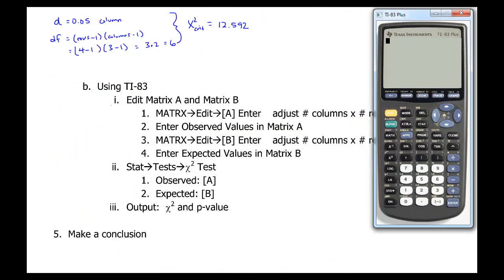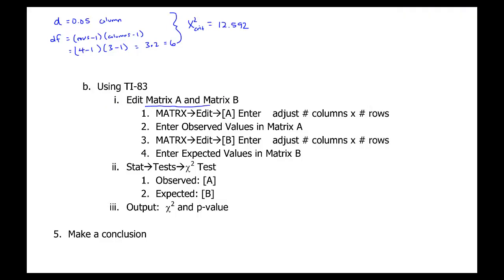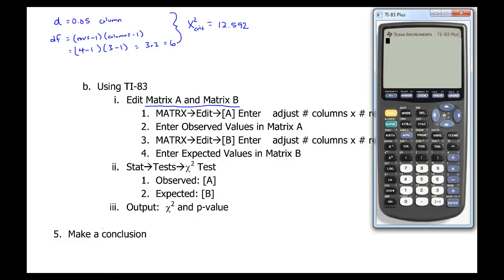Okay, the functions that you're looking for to do this test, we need to put numbers into matrices. The matrix function is in your x to the negative 1 button, so just do second x to the negative 1 to get to your matrix function. The first thing you need to do is edit your matrices. So we'll just use A and B.